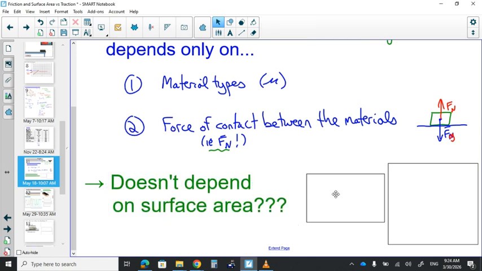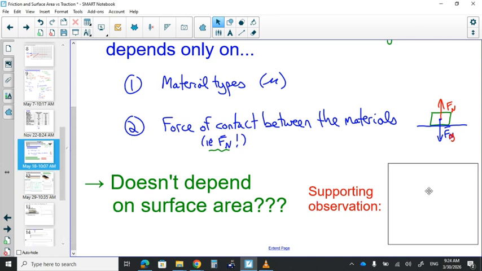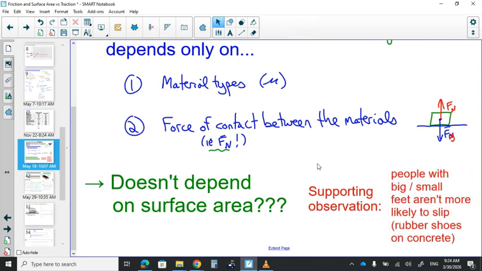Right? Noticeably missing from this, which I think a lot of people would think would matter, would be surface area. Right? There's no spot for surface area in the equation. Well, that probably seems weird to people. Like you think you can get more friction by having a larger amount of surface contact, right? One supporting observation of this I like to joke around with is like, generally in life, people with big feet and small feet aren't more or less likely to slip when they have like rubber shoes on concrete. Like it's just not a thing, and there's a good reason for that.